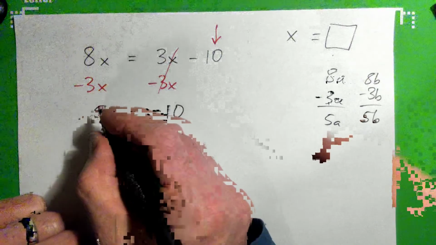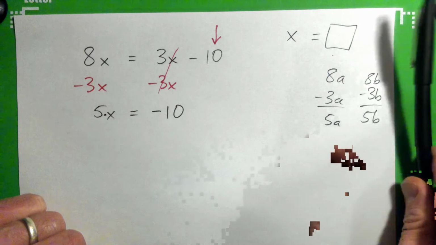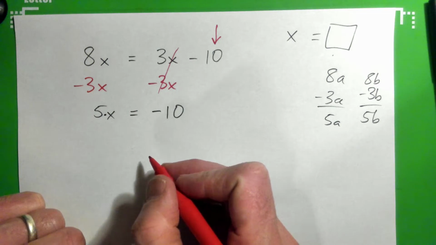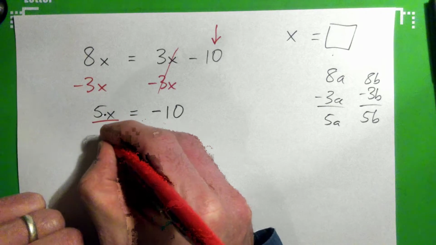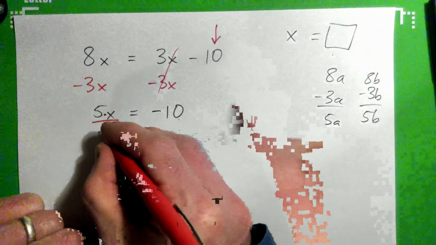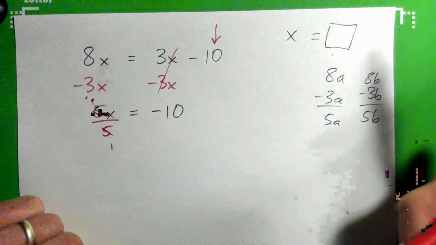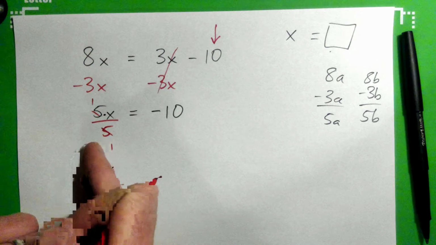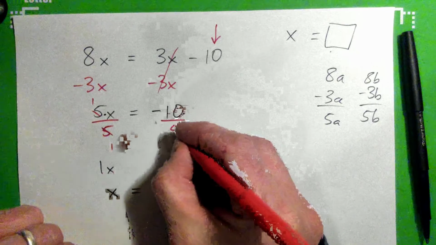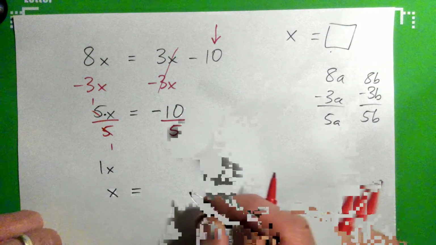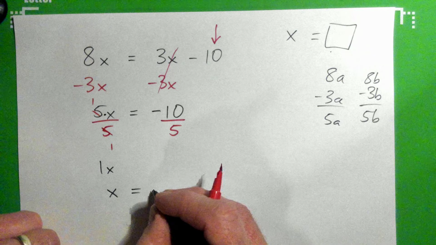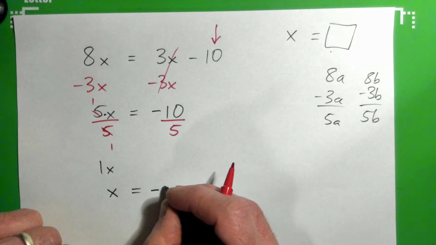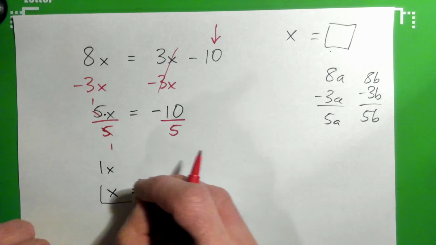And that, by the way, is 5 times x. So how do you get x on its own? You're right. Divide by 5. 5x divided by 5. These 5's cross cancel and you get 1x, or just x. Now if you divide this side by 5, you must also divide this side by 5. And so negative 10 over 5 is? Yeah, x equals negative 2.